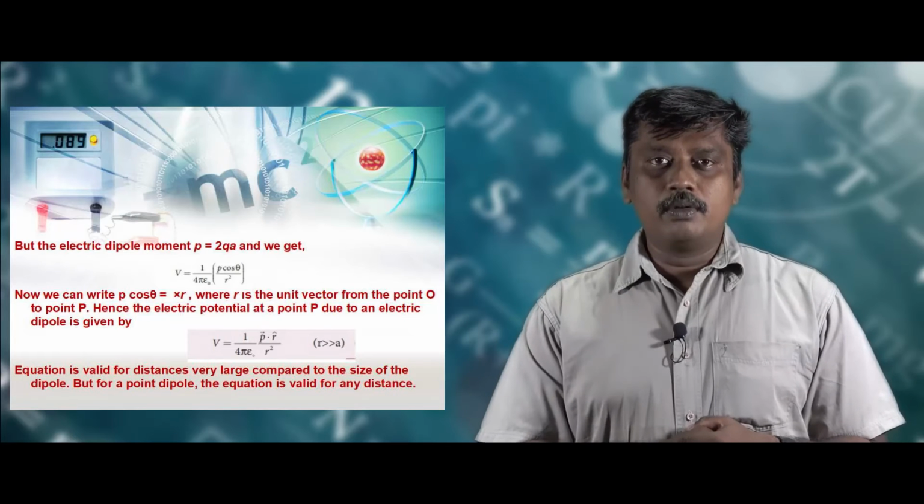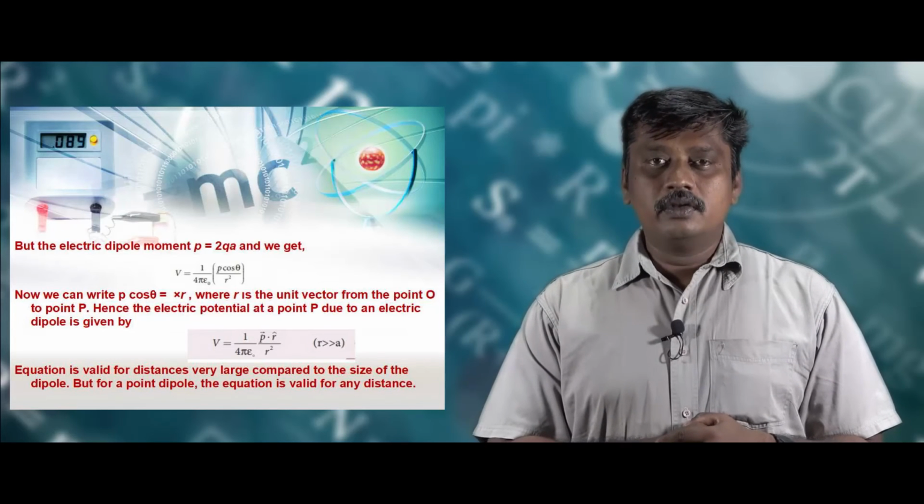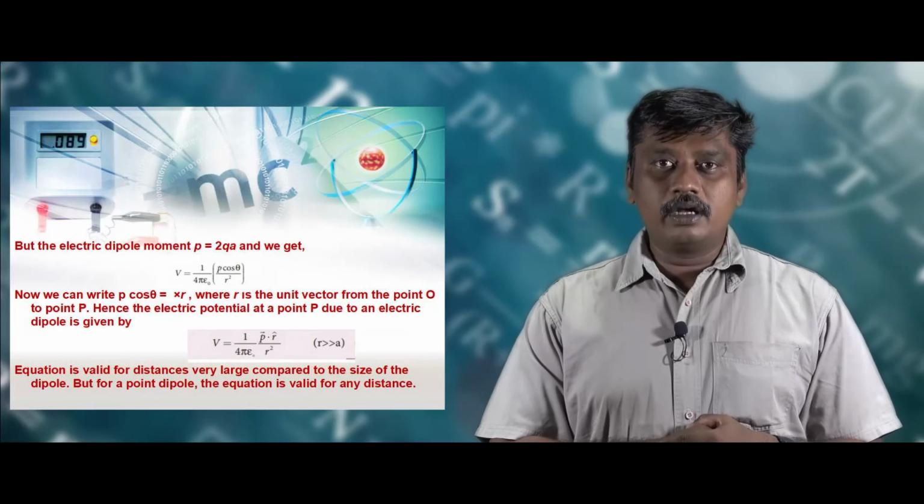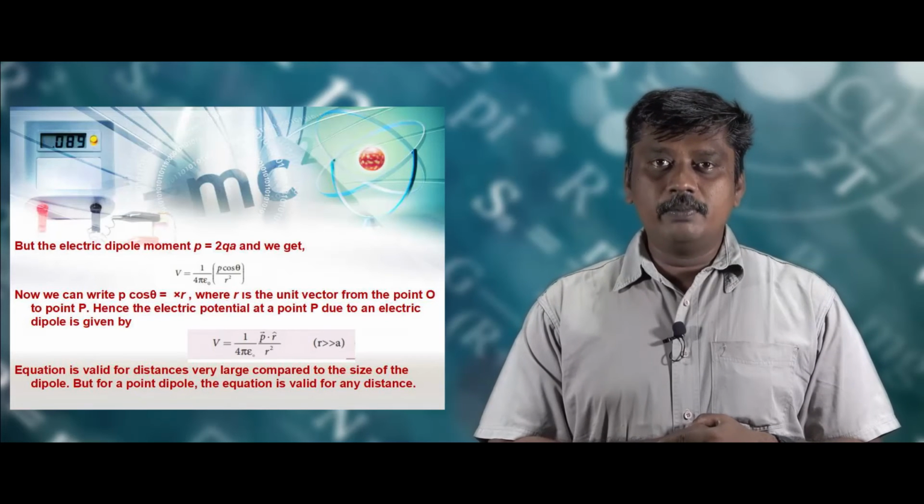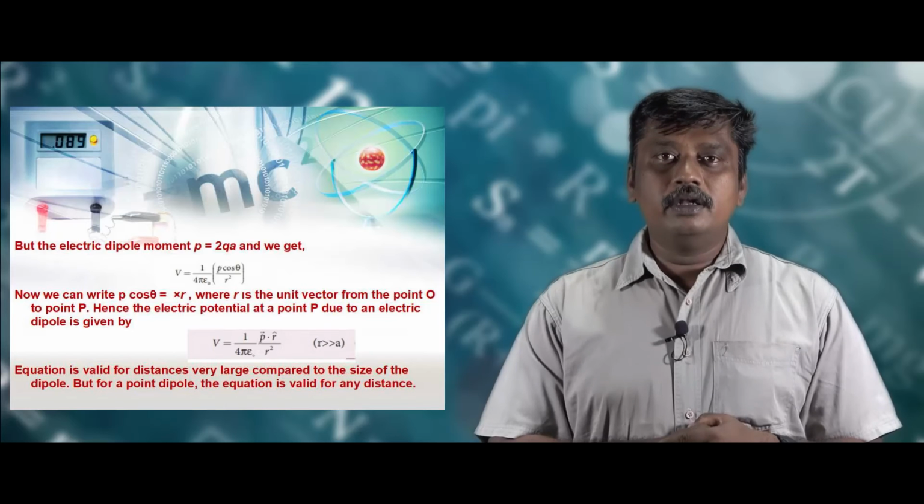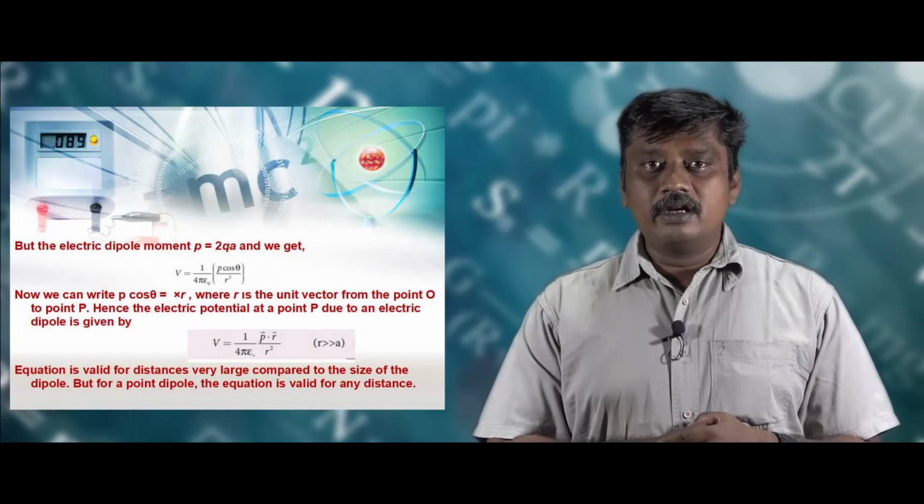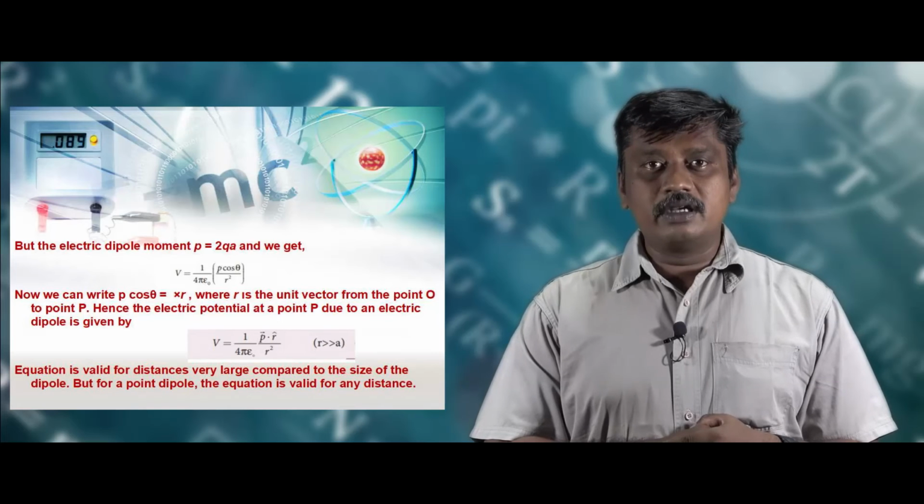Since p is the dipole moment, it is a vector quantity. So it is possible to express this in terms of vector and unit vector. If r cap is a unit vector for the line joining the midpoint of the dipole and the point P, then the entire expression can be written as 1/4 pi epsilon naught, p vector dot r cap by r square. So this is the final result. From this final result, we can study the special cases.